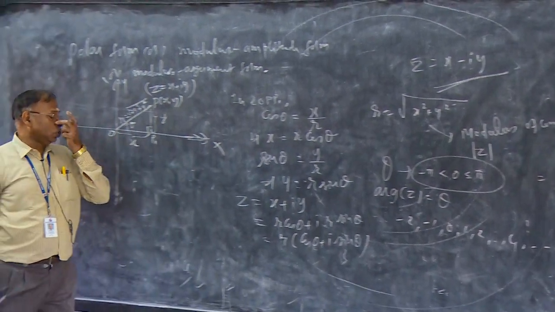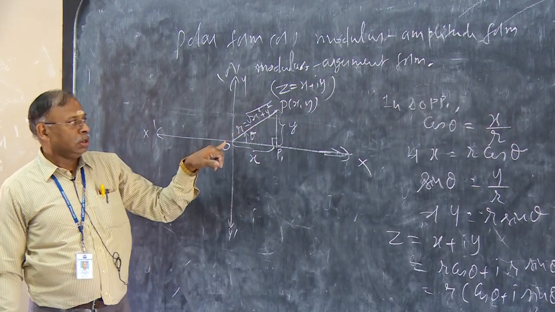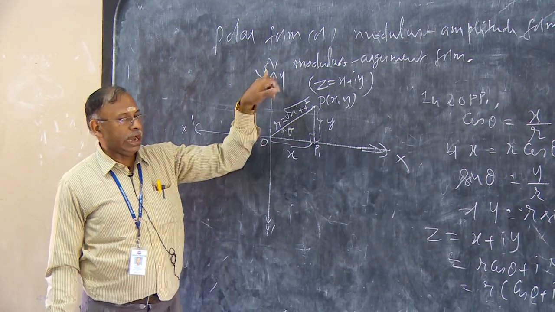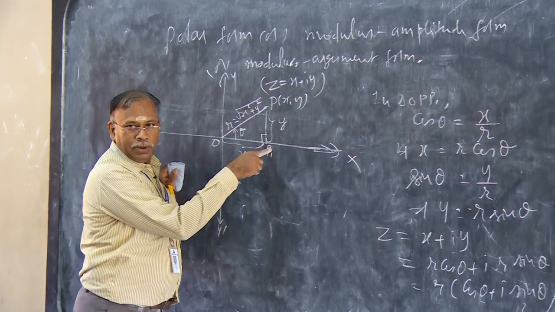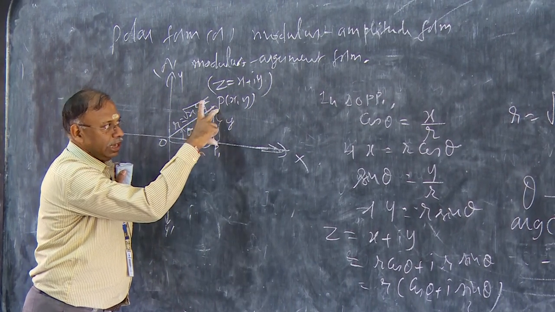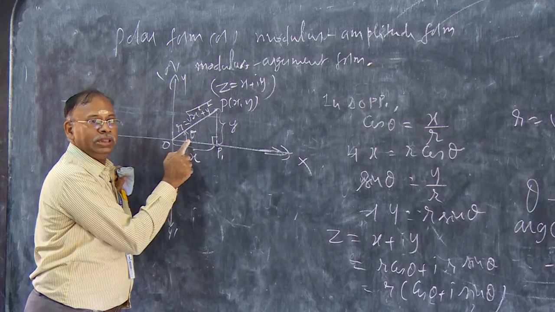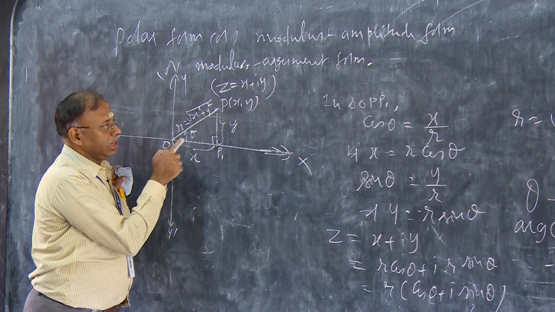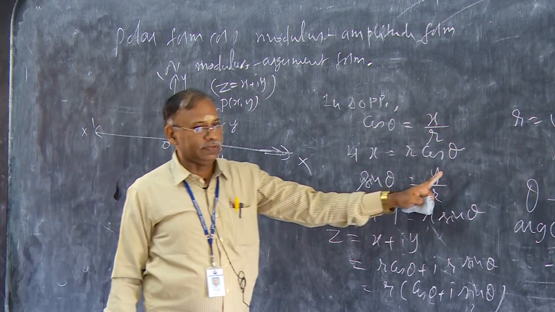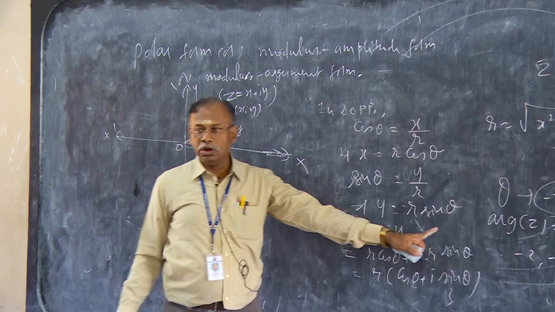I repeat, I have chosen a general point P(x, y) in the coordinate plane, and I have drawn OP, where O is the origin, the point of intersection of the x and y axes. I have drawn PP1 perpendicular to the x-axis. This length is the x-coordinate of the point, which is x. This length is the y-coordinate of the point P, which is y. I assume this angle to be theta. In this right triangle, cos theta gives x by r, so x becomes r cos theta. Sine theta gives y by r, so y is equal to r sine theta.